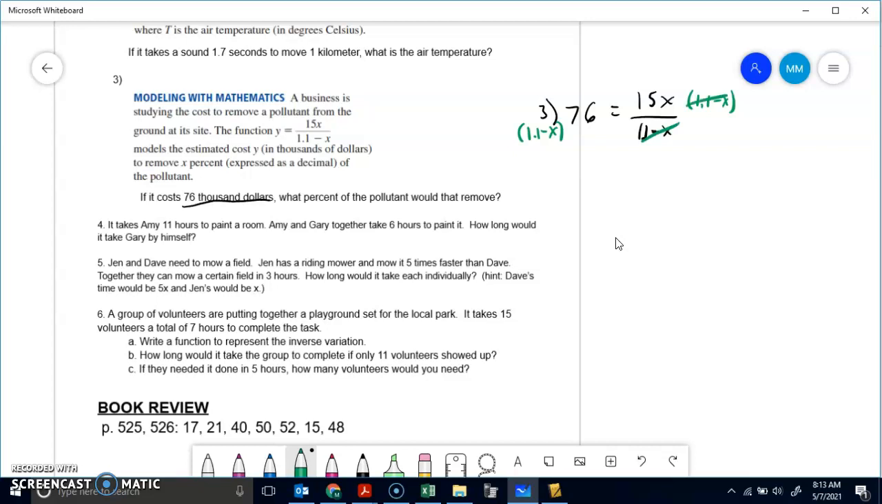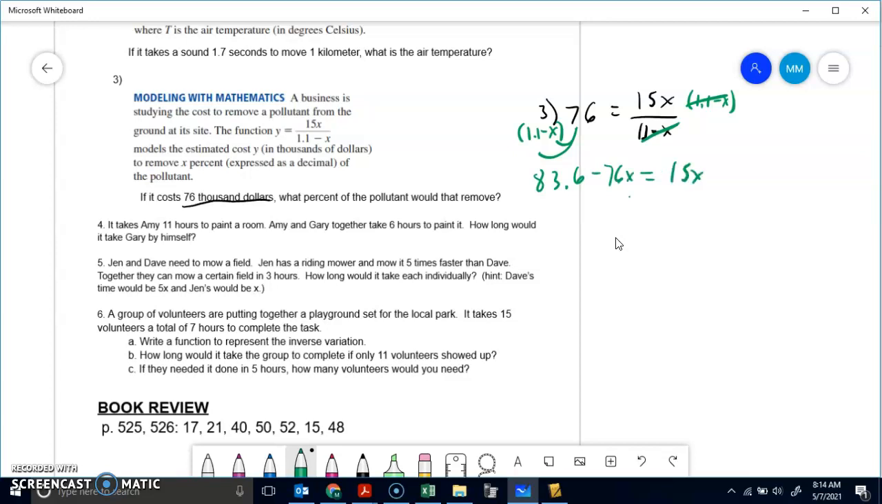So that's going to cancel. So what I have then is distribute 76, and that will give me 83.6 minus 76x equals 15x.